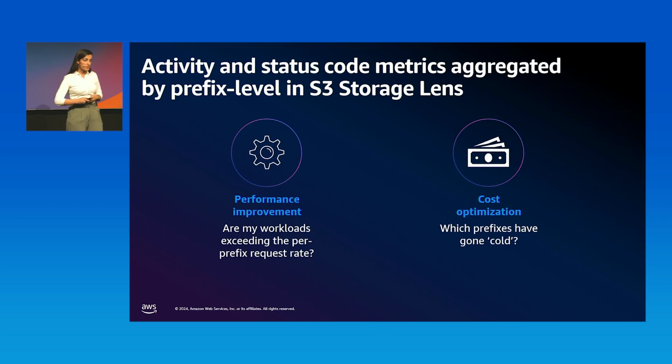We also announced that you can view all of your activity metrics, like the number of GET requests, PUT requests, and the volume of bytes uploaded and downloaded from S3, at the granularity of a prefix level. Similarly, you can also look at the status code metrics, like 503 slowdowns, at the prefix level. This makes S3 Storage Lens a great place to go when you need to troubleshoot performance issues.